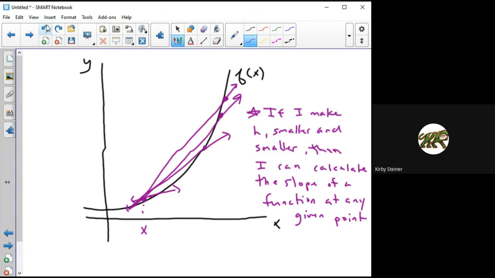We take 2 points and we get a rise and a run and divide that and we get the slope. But how do I get the slope at any given single point? The idea being we're going to switch from the slope of the secant line to a tangent line. And when h approaches 0, that secant line becomes a tangent line. All right, and so we can see a brief example.